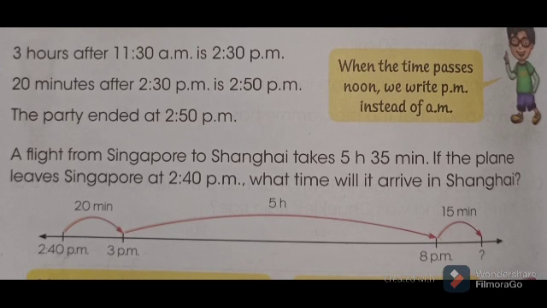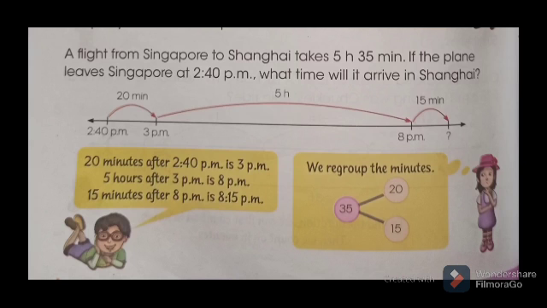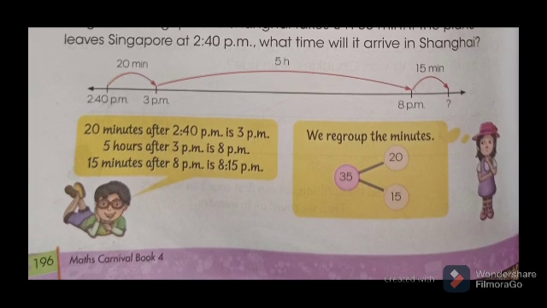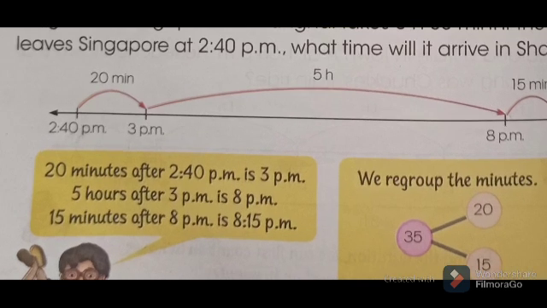When the time passes noon, we write p.m. instead of a.m. A flight from Singapore to Shanghai takes 5 hours 35 minutes. If the plane leaves Singapore at 2:40 p.m., what time will it arrive in Shanghai? Dear students, in this example, again we will count on the minutes to the next hour, as 20 minutes are left from 2:40 to 3 p.m. So we will count 20 minutes here.